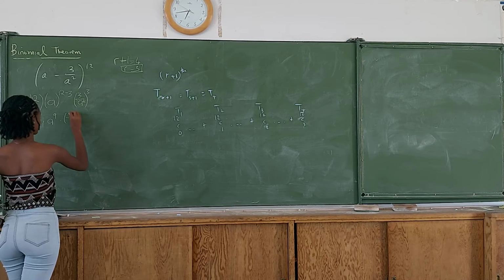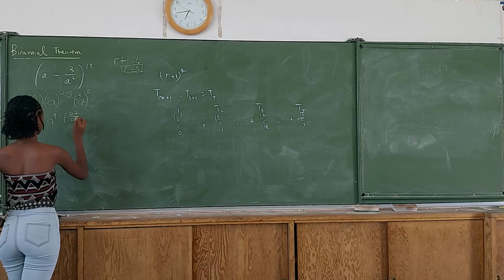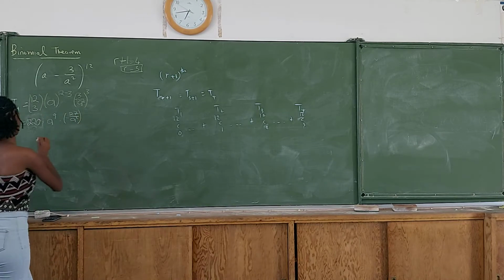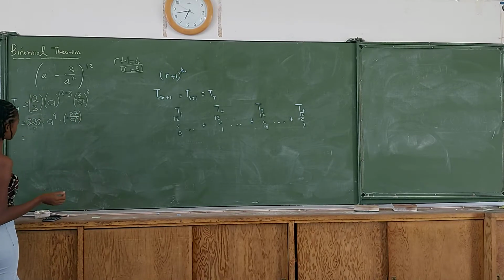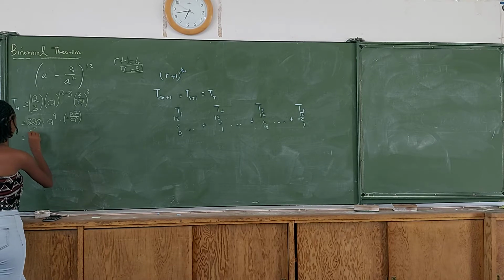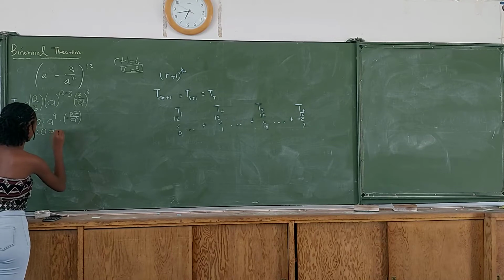That means you need additional information. They will probably ask you which term contains the variable x raised to some power, or a raised to some power. Then you equate it to that power. Find your R and then plug it in, if you want to find the others. Okay? It's very easy. If you find R, you can find the term.